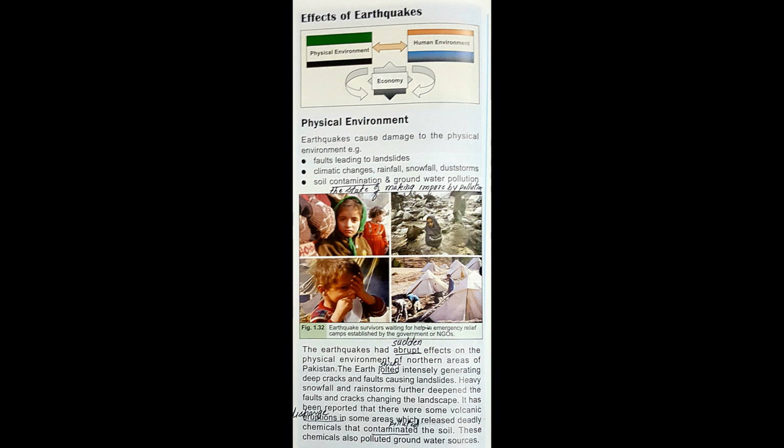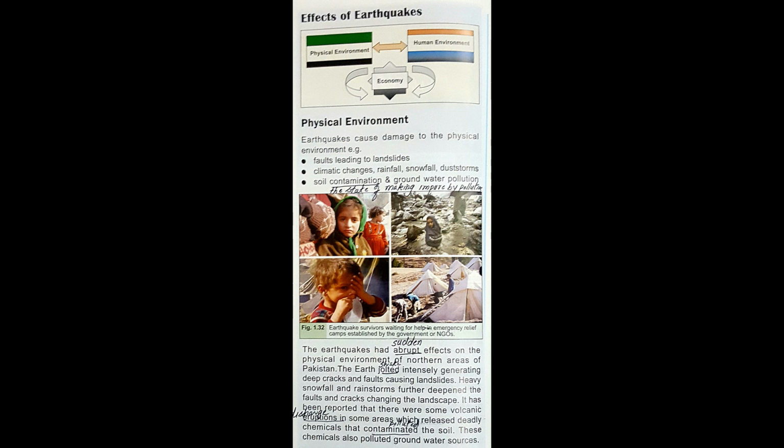Number three, soil contamination. Contamination, the state of making impure by pollution or polluting something. And groundwater pollution. So, the earthquake caused the action of making soil and groundwater impure. The earthquake had sudden effects on the physical environment of northern areas of Pakistan. The earth jolted, shaking intensely, generating deep cracks and faults causing landslides.